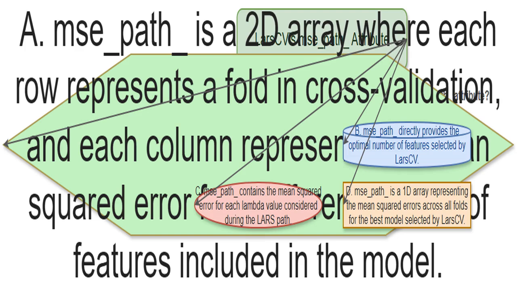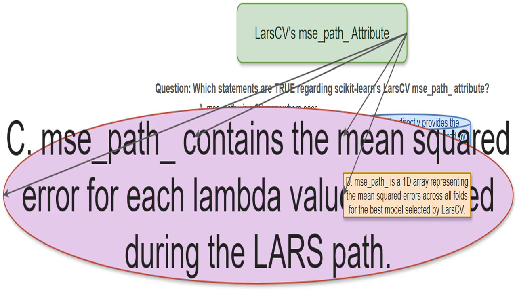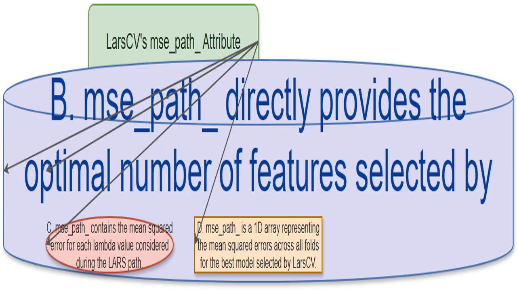Imagine a spreadsheet. Each row represents one of the separate tests LarsCV runs as part of cross-validation. Each column shows the mean squared error, MSE, a measure of how well the model predicts, for a different number of input variables, features, used in that test. Lower MSE is better. The least angle regression, LARS, algorithm uses a parameter called lambda. Think of lambda as a dial that controls how much the algorithm simplifies the model to avoid overfitting. Each column in MSEPATH shows the MSE for a different setting of this lambda dial, showing how MSE changes with the model complexity.